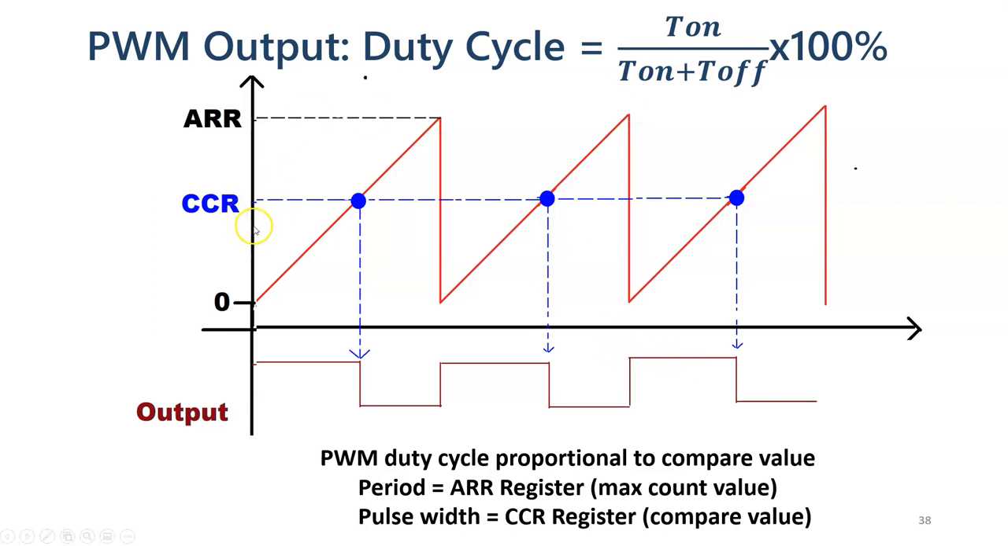So basically, if I had CCR down here, it would have a small high pulse. If I have a CCR above here, right here, it would go up to this point. That means I would have a really big high pulse. So the period is dictated by the ARR register, and the pulse width is dictated by the CCR register. Okay, when we generate the PWM.